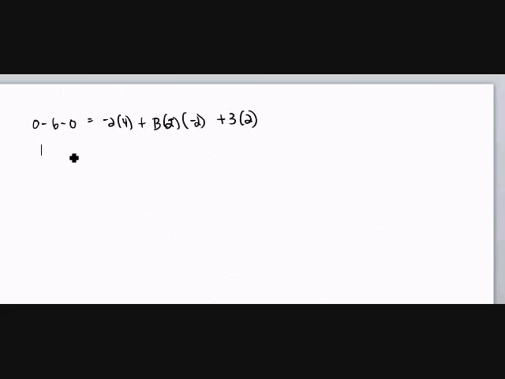Okay, apparently the video got cut off, so I'm going to just finish it up here. So I got negative 6 on this side, I have negative 8, and this is negative 4B, and this is plus 6. So therefore negative 8 and 6 is negative 2, so negative 2 minus 4B. Add 2 over, I get negative 4 equals negative 4B, and B equals 1.